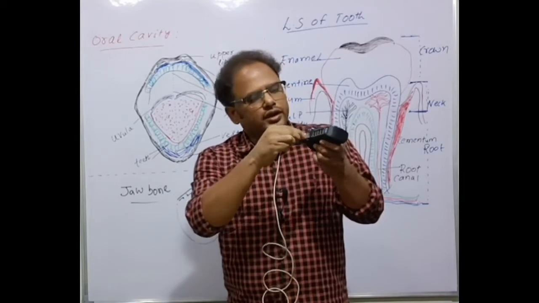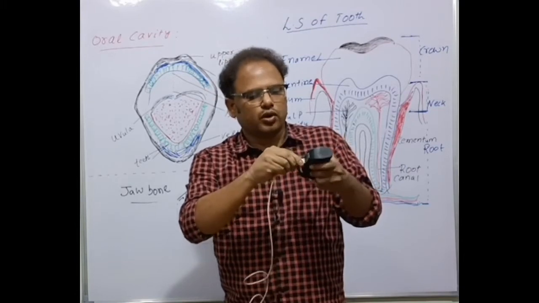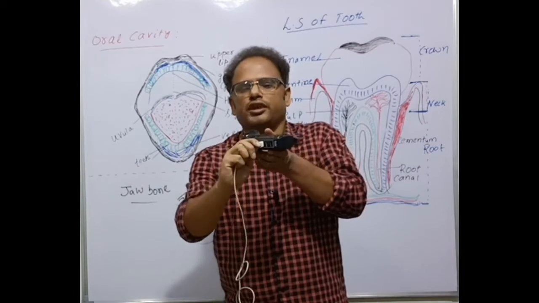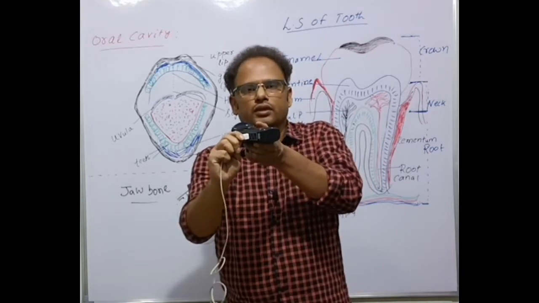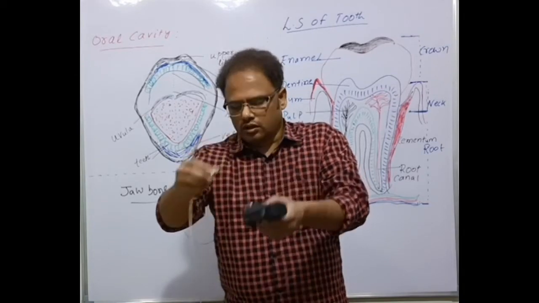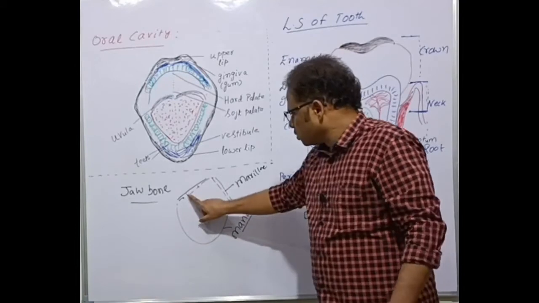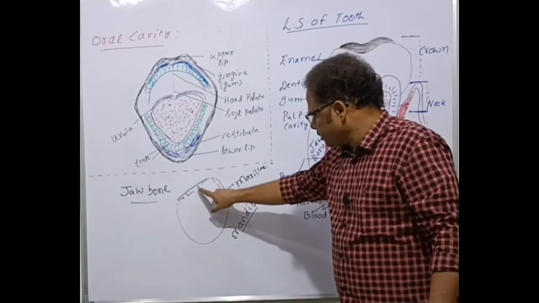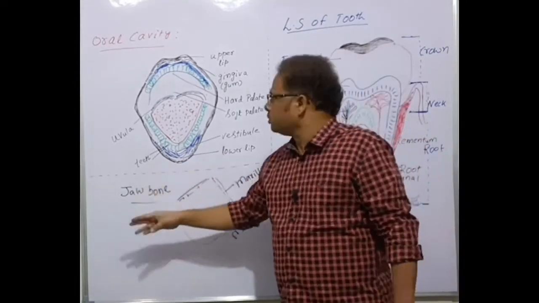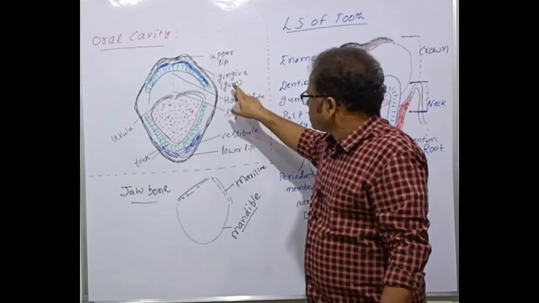Into these sockets, the teeth are inserted like this. The white structure here up to here is the teeth, inserted into the sockets. Clear? So two jaw bones, the upper maxillae and the lower mandible, form the jawbone, and it is lined by gums.